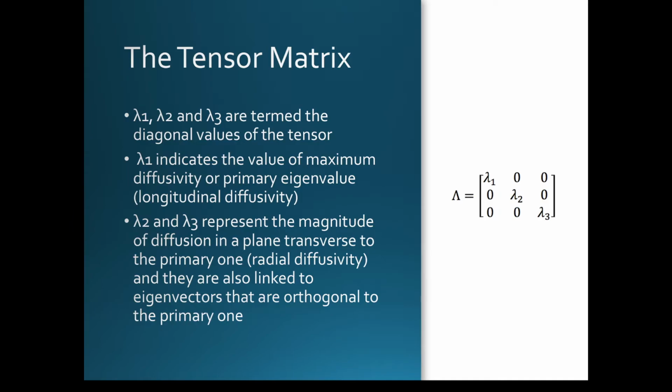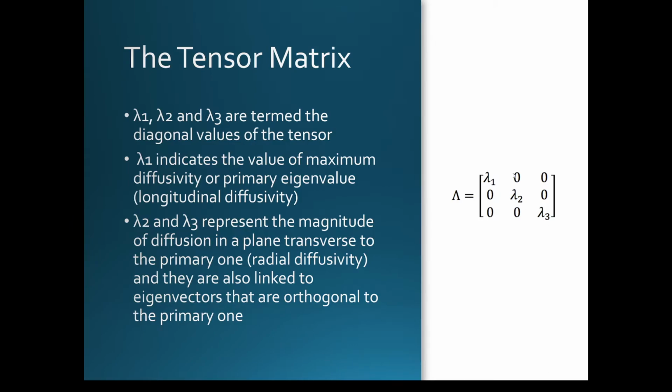We'll get into this. A tensor matrix. Lambda 1, 2, and 3 are termed the diagonal values of the tensor. Lambda 1 indicates the value of maximum diffusivity or primary eigenvalue. This is a longitudinal diffusivity. So that is identified first. Lambda 2 and 3 are then identified. They represent the magnitude of diffusion on a plane transverse to the primary one, and they are also linked to eigenvalues that are orthogonal to the primary one. Technical, again, don't worry about it.